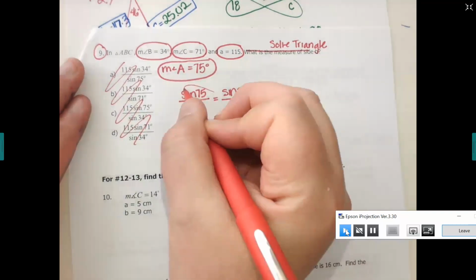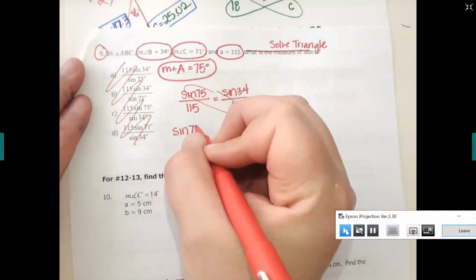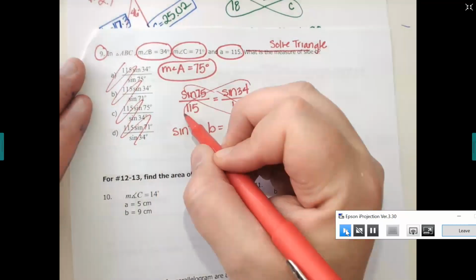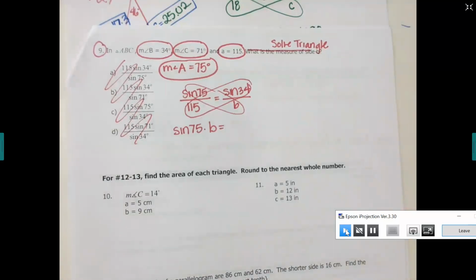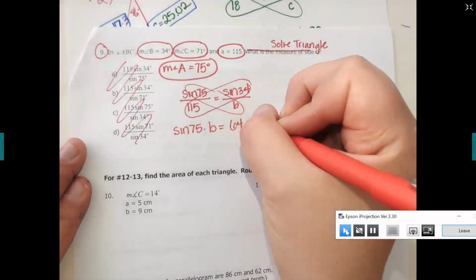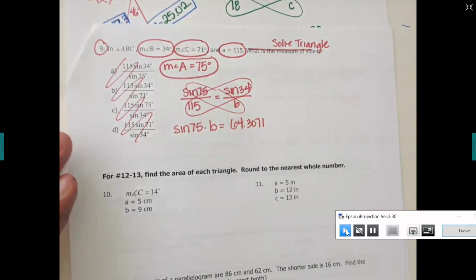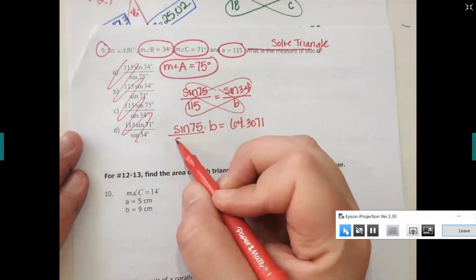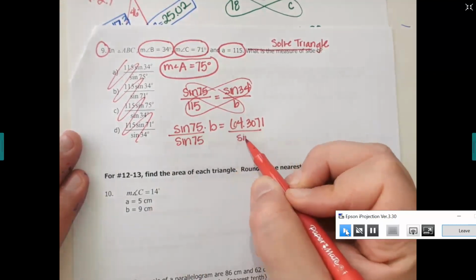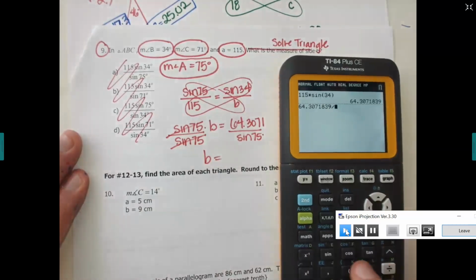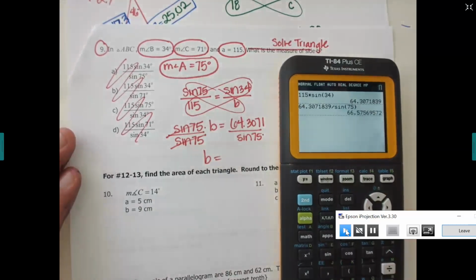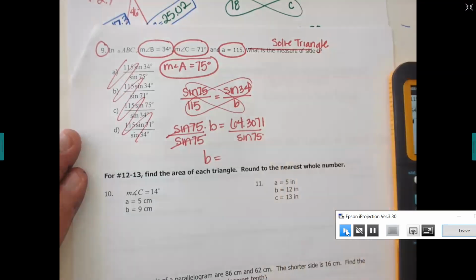So I'll do sine 75 times b equals, and then that other diagonal, you're going to multiply that out. So in your calculator, what is 115 times sine 34? 64.3071. Remember, we're using the number in the calculator, so you don't have to round it, just use that same value and it's fine. Then what's my last step to solve? Divide by sine 75, very good. The sine 75s cross out and little b equals this number divided by sine 75, we get 66.57.